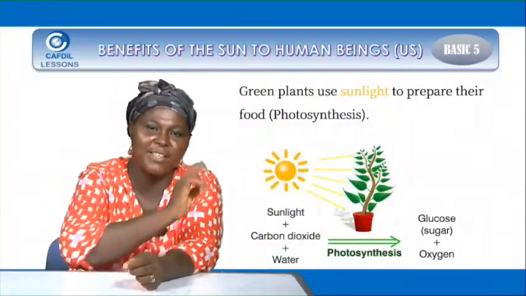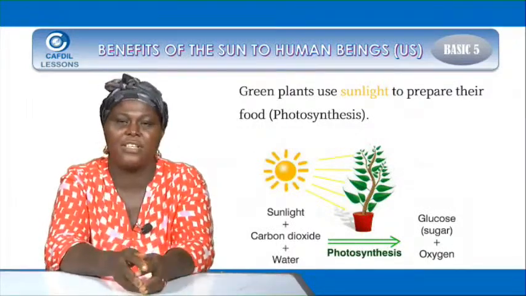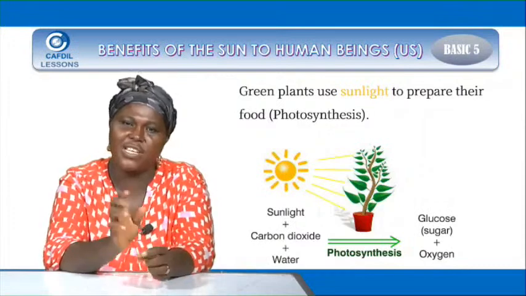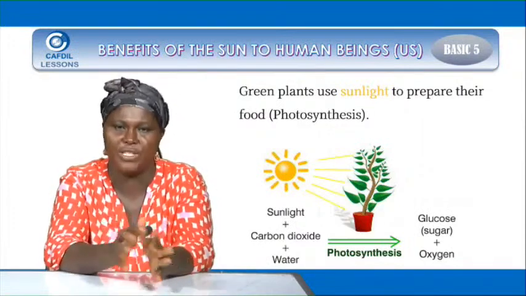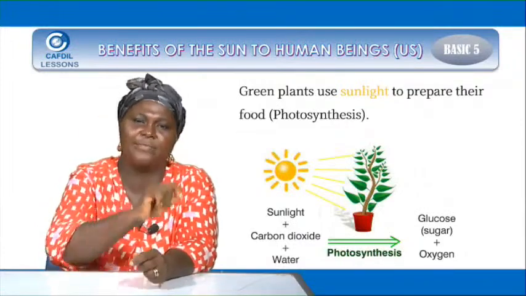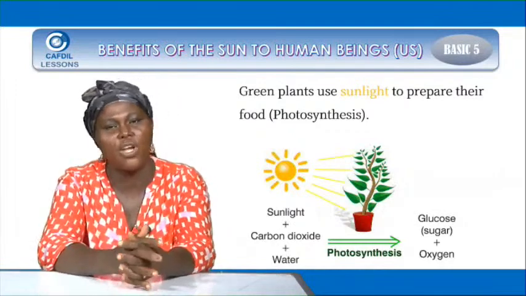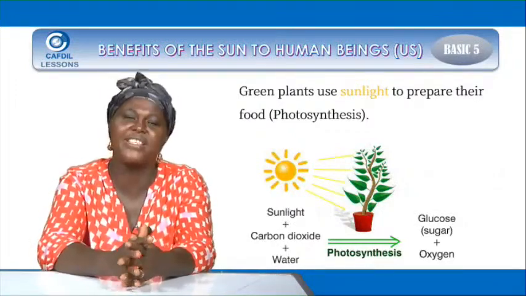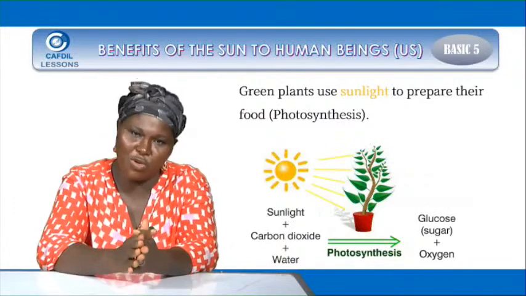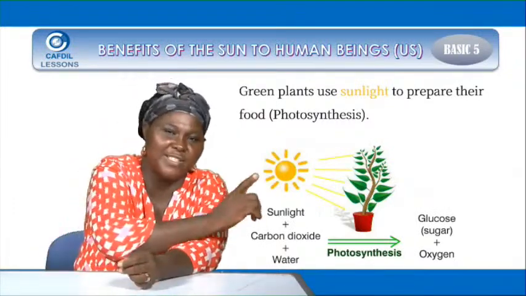Green plants use sunlight to prepare their food. Green plants use the energy from the sun to prepare their food. And the process is called photosynthesis. Say it after me. Photosynthesis.